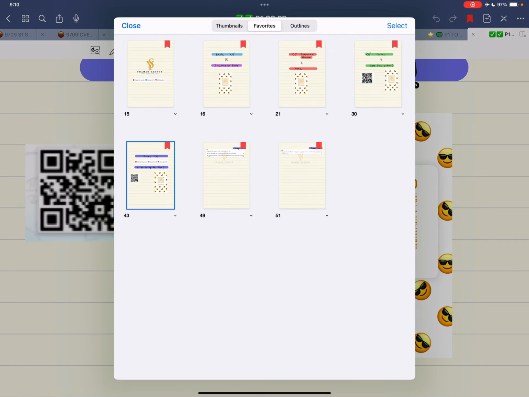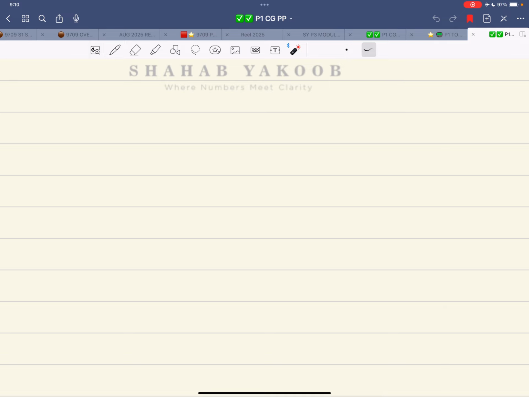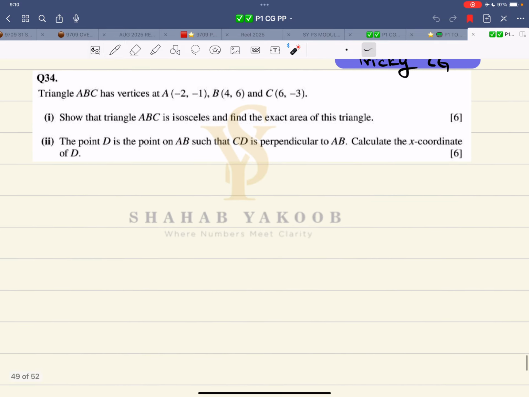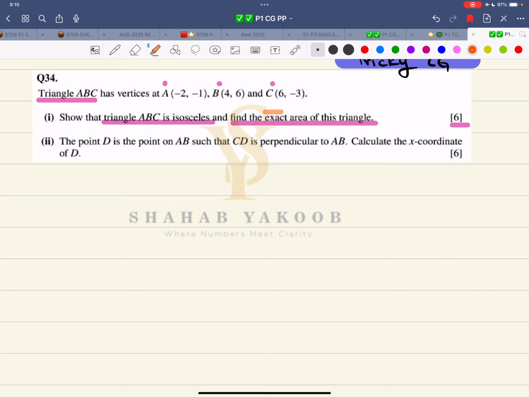So now let's get started with this first question, which is question number 34. Let's read it out. The question says triangle ABC has vertices such and such and such. Show that this triangle is isosceles and find the exact area of this triangle, for 6 marks. Now focus on the word exact.